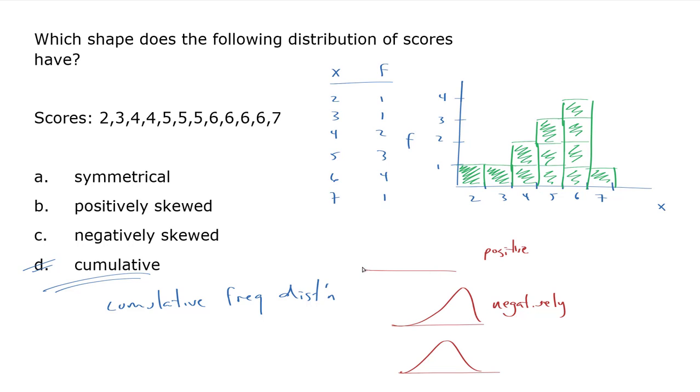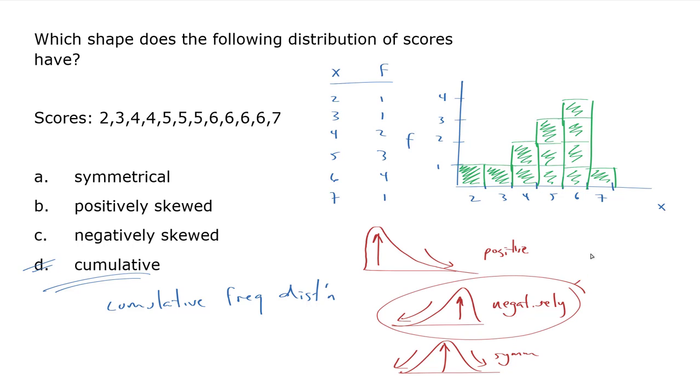With a positively skewed distribution, you've got everything piled up on the side here, and then it really tapers off that way. The negatively skewed distribution, it's piled up here, and it really tapers off this way. With a symmetrical distribution, it piles up in the center and tapers off equally to both sides. So we have this one here. This is our negatively skewed distribution. You can see that it's generally got this kind of a shape here. So the answer is C, that it's negatively skewed.